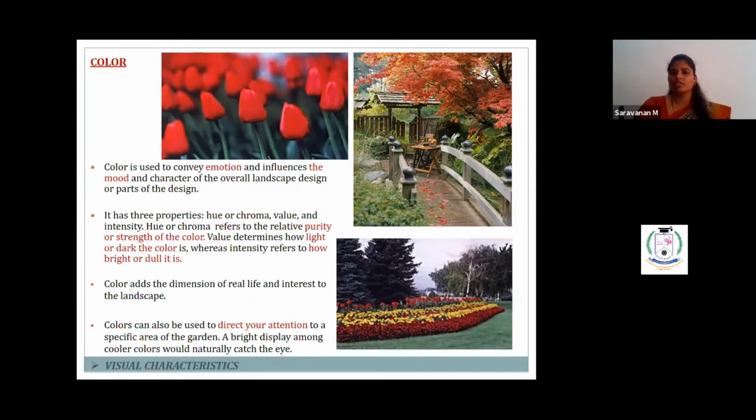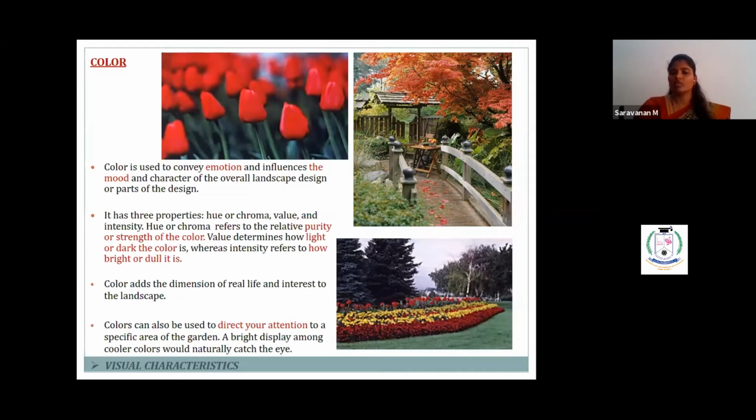So it has three properties: hue, value, and intensity. Hue refers to the relative purity or strength of a color. The value determines how light or dark the color is, and intensity refers to how bright or dull the color is. These are the three components which are there in your color. Color adds the dimension of real life and interest to the landscape.